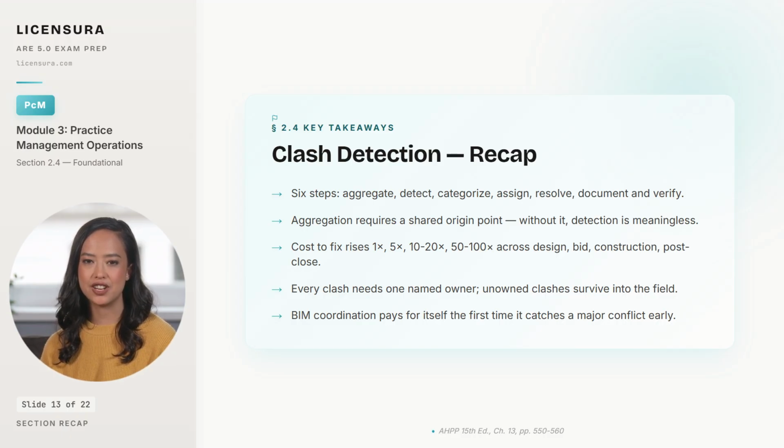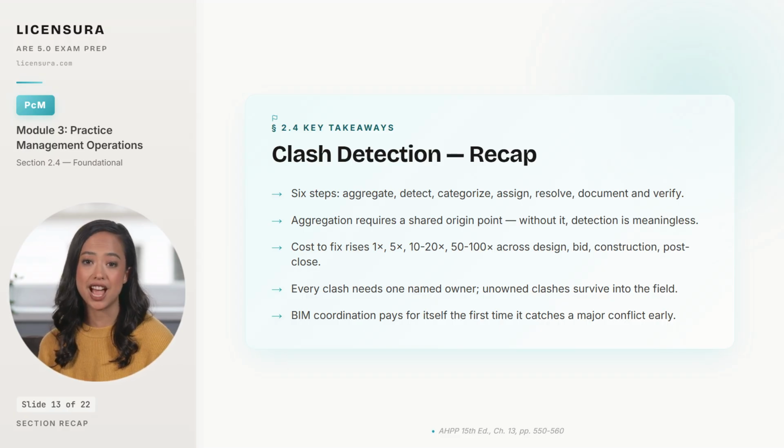Second, aggregation depends on a shared origin point defined in the BEP. Without it, the federated model misaligns and detection becomes a noise generator. Third, the cost of fixing the same conflict rises from 1 times in design to 5 times in bidding to 10 or 20 times in construction to 50 or 100 times after closeout. The multipliers are the entire economic argument for detection during design.